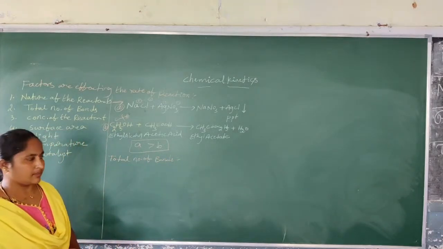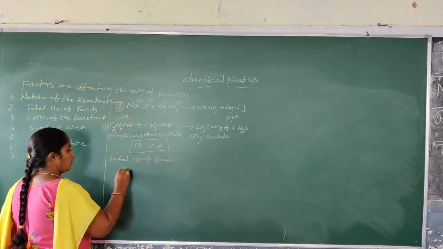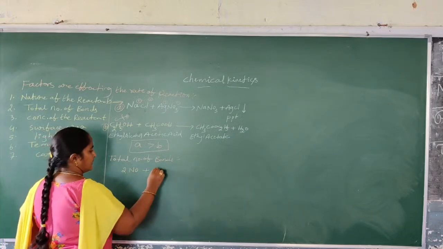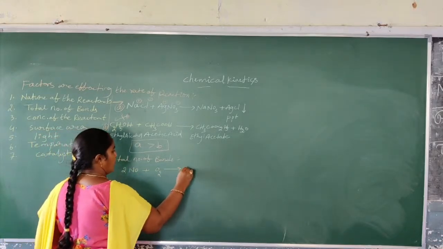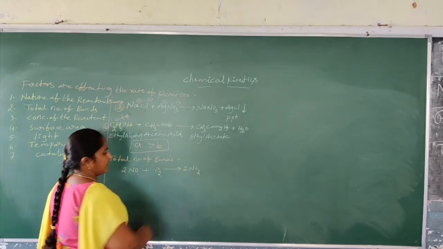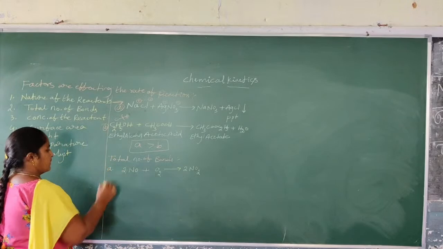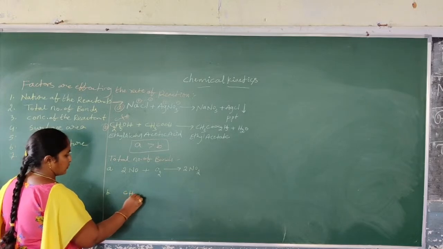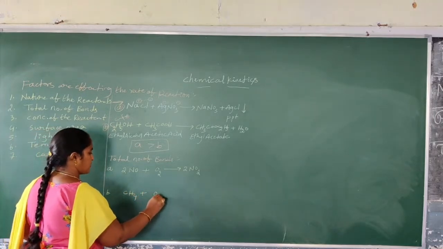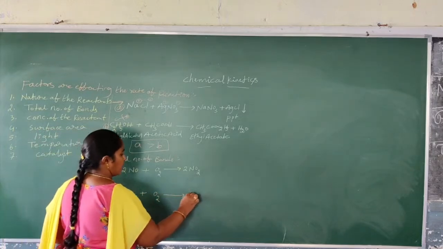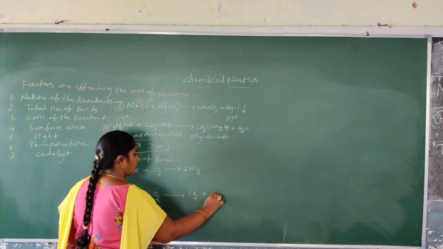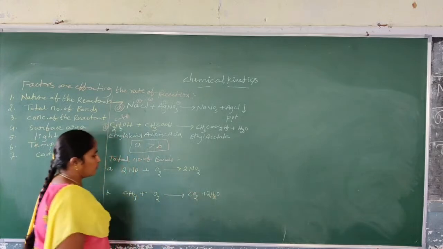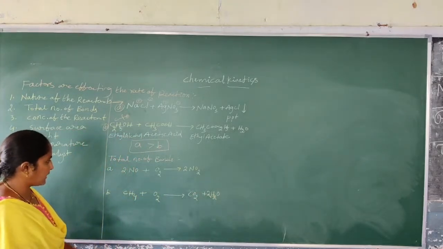Total number of bonds. I gave one example, A: 2 moles of nitrogen monoxide react with oxygen to form 2 moles of nitrogen dioxide. Similarly, one more example, B: CH4 methane reacts with oxygen, a combustion reaction, to give carbon dioxide plus water. Now balance this equation. 4 hydrogens are there, so we take 2 in front of H2O and the reaction is balanced.